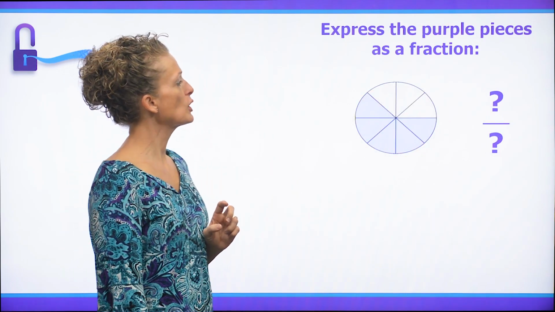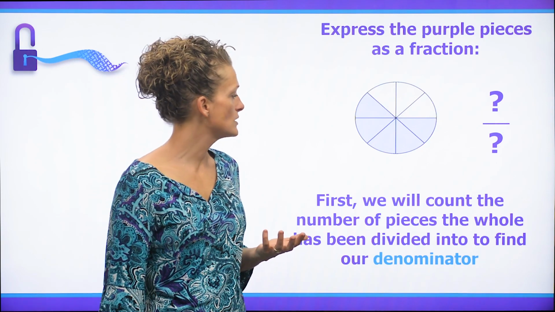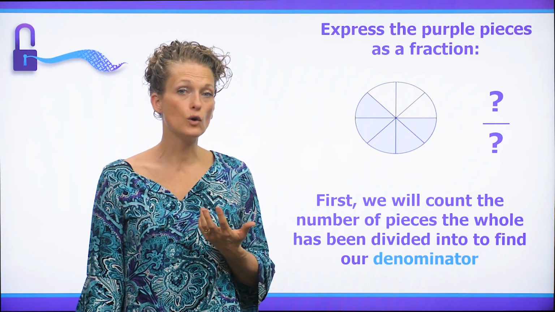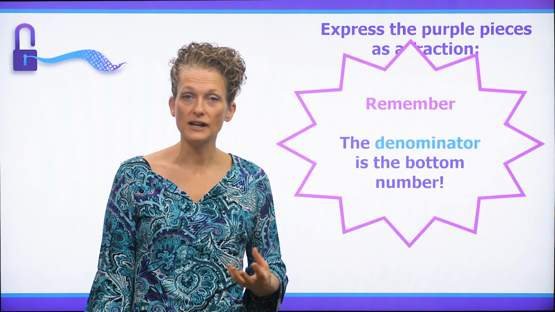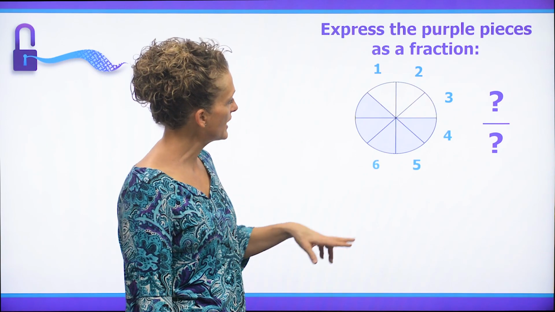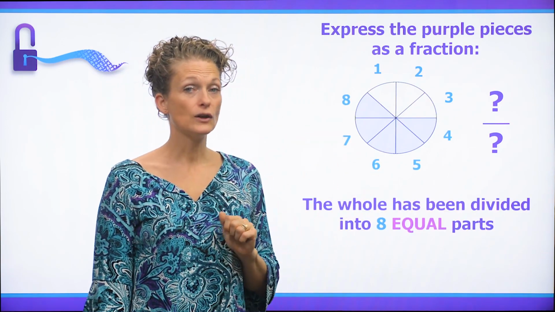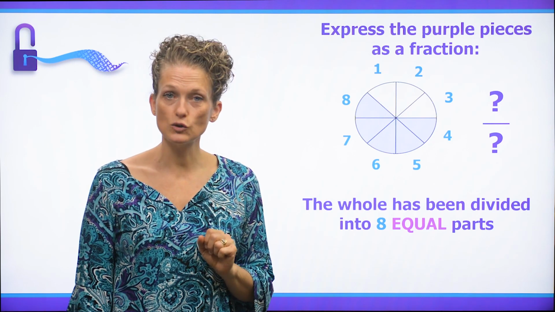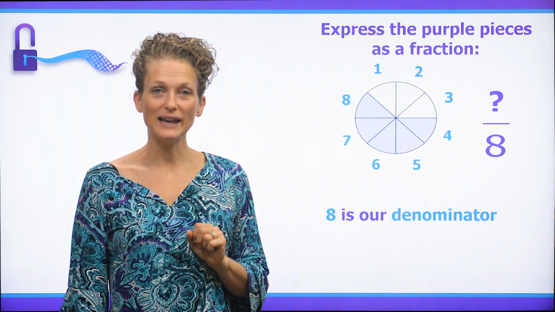Now express the purple pieces as a fraction. The first thing we want to do is find the number of pieces that the whole is divided into, in order to find the denominator. And remember, the denominator is the bottom number. If we count up all these pieces, we can see that this circle, the whole, has been divided into 8 equal pieces. So our denominator is going to be 8.